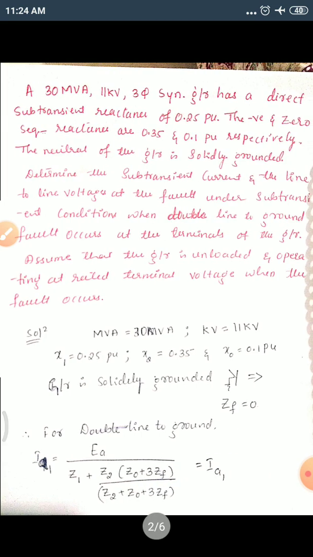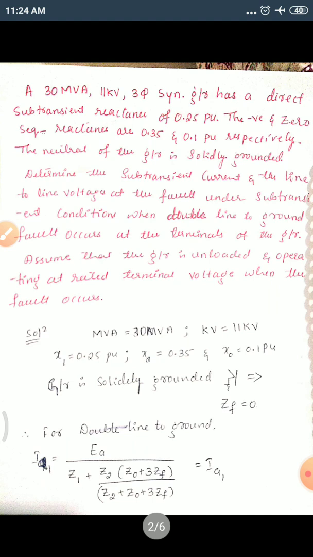Hello everyone. Today we'll solve the numerical on unsymmetrical faults. Okay, so let's see the numerical.